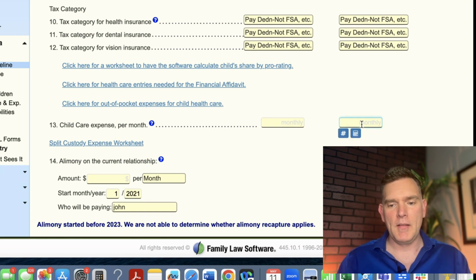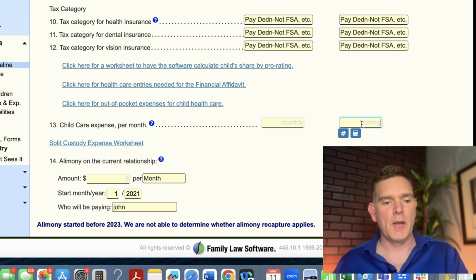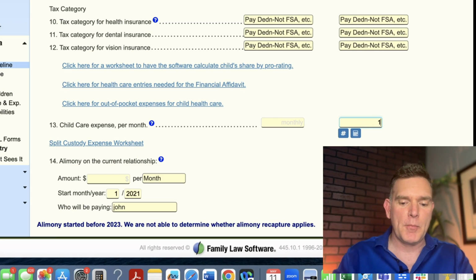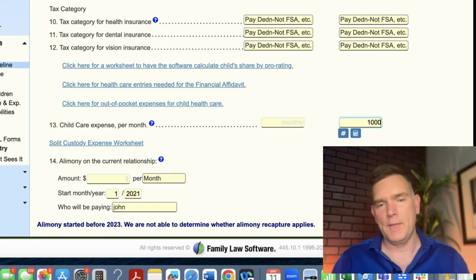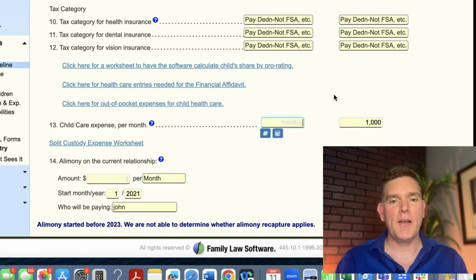If mom's paying, and I think the average going rate for full-time daycare for a child who's not quite school age yet is probably about $1,000 a month, right? You might be able to find a little cheaper. I mean, a lot of places will be more expensive. Right now, I see the average being $1,000 a month. So let's say mom, in this case, is paying $1,000 a month in full-time daycare, right? That takes that child support obligation from $265 all the way up to $913 a month. Okay. Still 50-50. Nothing else changed except mom's paying $1,000 a month in daycare.